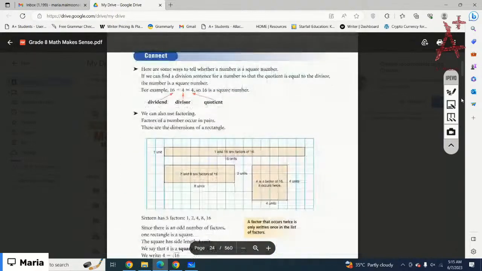Okay, here are some ways to tell whether a number is a square number. If we can find a division sentence for a number so that the quotient is equal to the divisor, the number is a square number. Got it? Like you can see, you have 16, you can divide 16 by 4, you have the answer 4. The divisor and the quotient are exactly equal, 4 and 4. 4 times 4 makes 16. That means that is a square number. Got it?